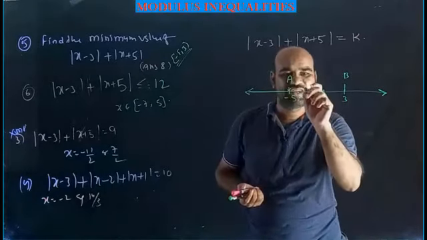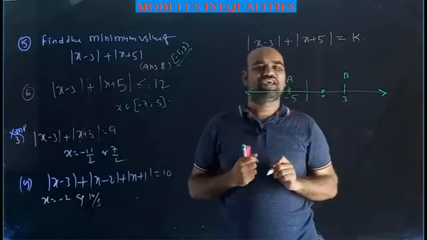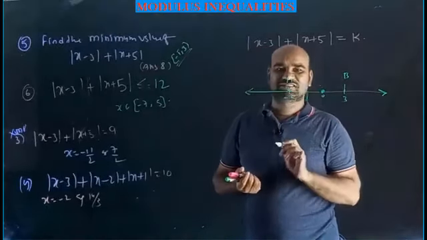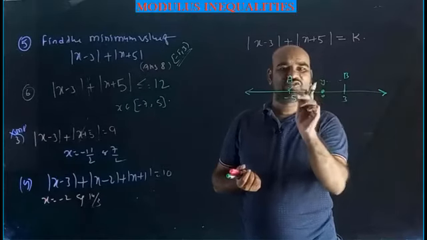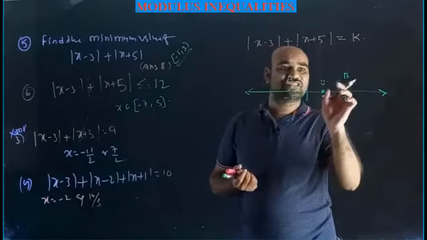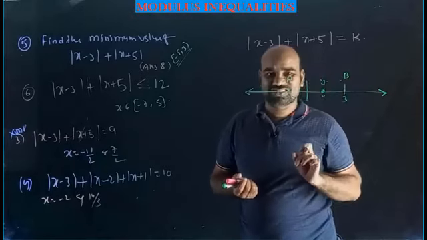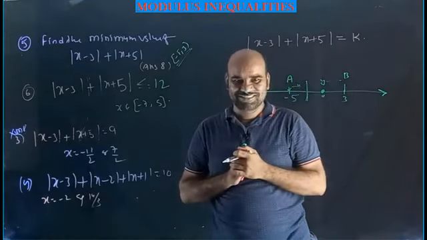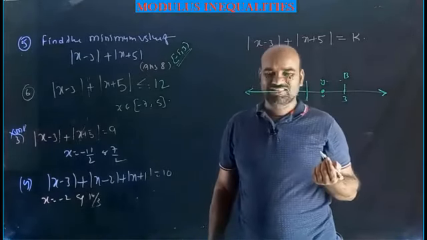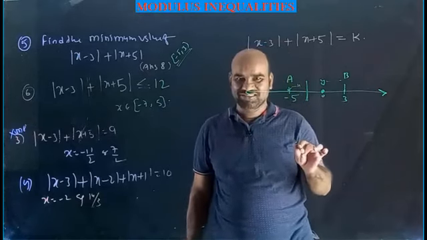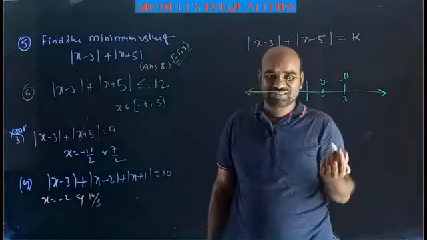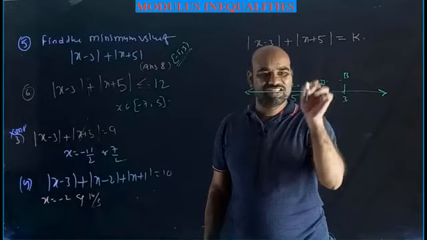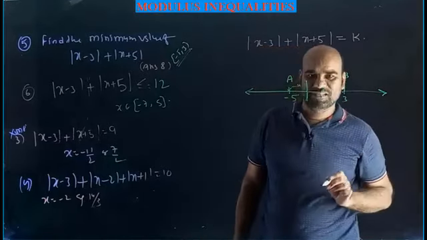For example, they want to meet at some point between A's house and B's house. Let this distance be x and this distance be y. Distance traveled by A is x units, distance traveled by B is y units. x plus y, again 8 only. Interesting thing is, when they meet, the minimum distance is 8. What values of x? They meet at this point or this point or any point between minus 5 to 3.